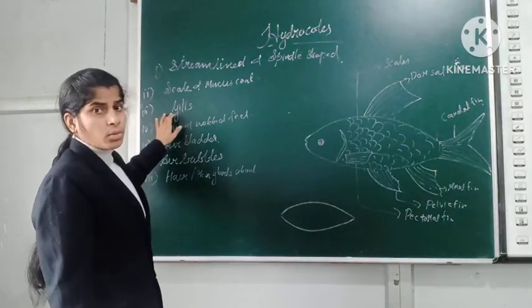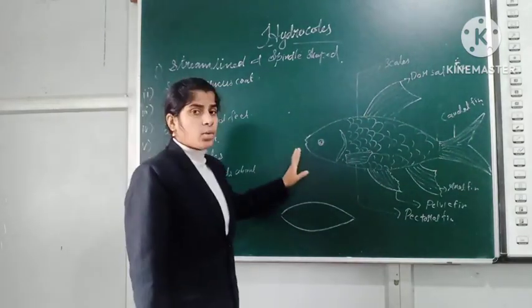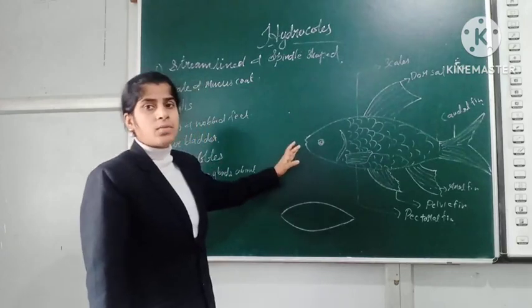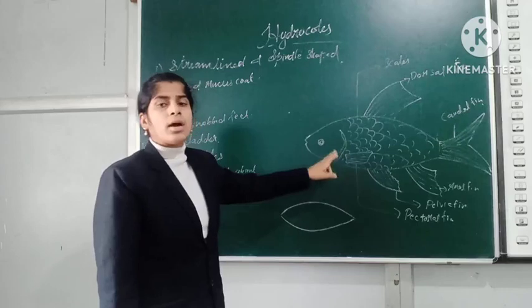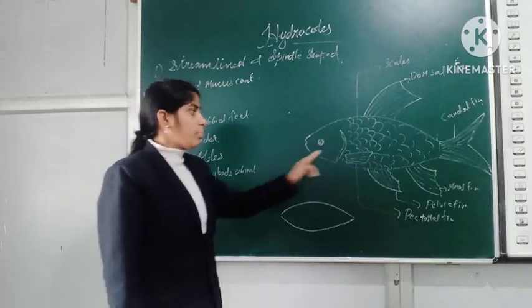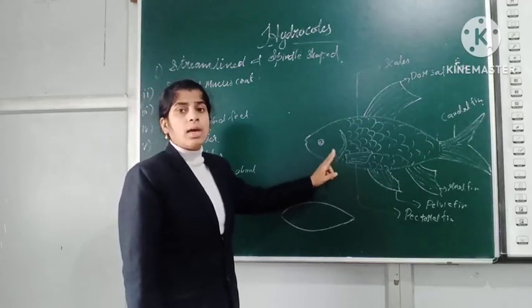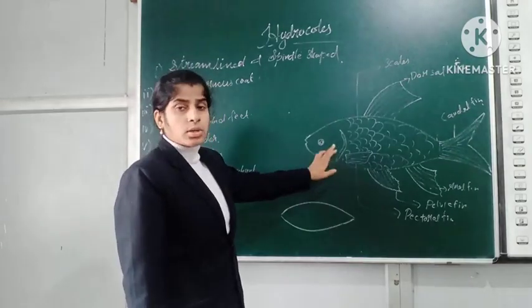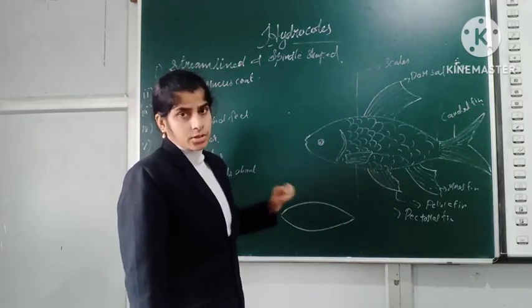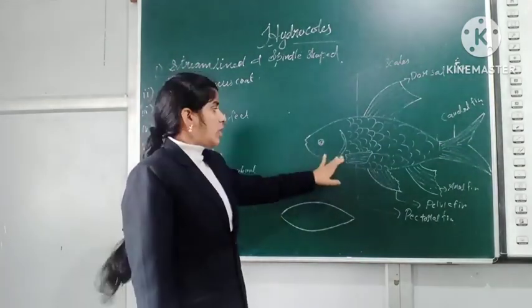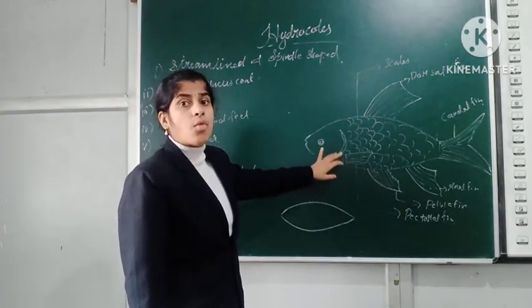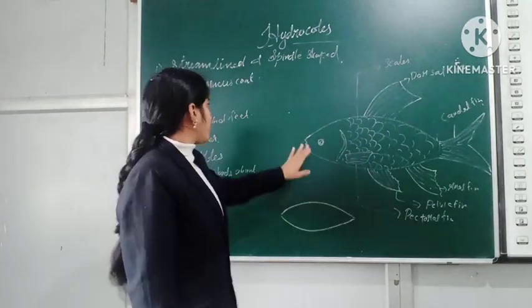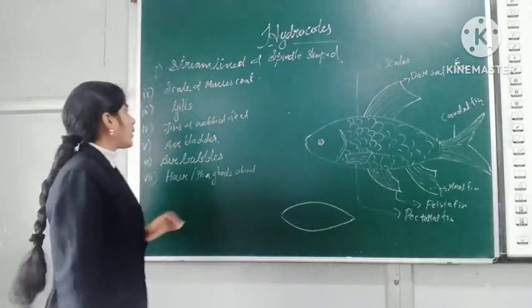Hydropods, especially fish, have gills. Through the gills only they respire, they are breathing. Respiration occurs through gills, which have a large surface area to extract oxygen dissolved in water. So this is the third one.